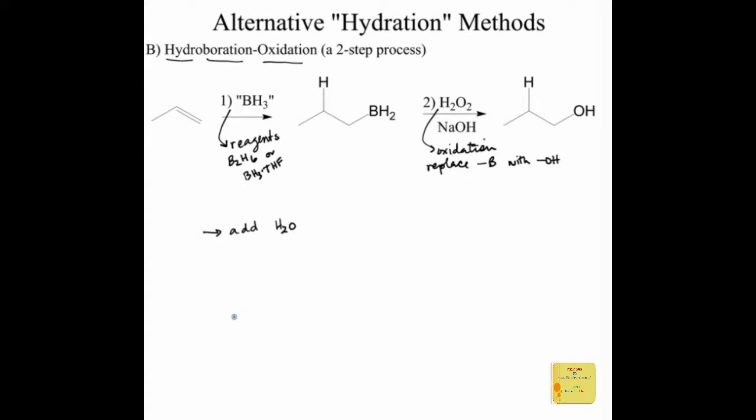How would you describe the regiochemistry of the H and the OH? The hydrogen went to this carbon. The hydrogen went to the carbon with less hydrogens. Would you describe that as Markovnikov addition? No, that would expect the hydrogen to add to the end carbon. So we describe this as anti-Markovnikov addition, anti-Markovnikov regiochemistry.